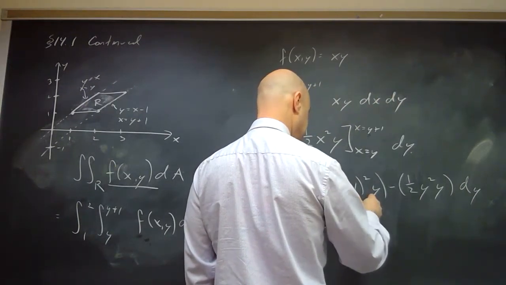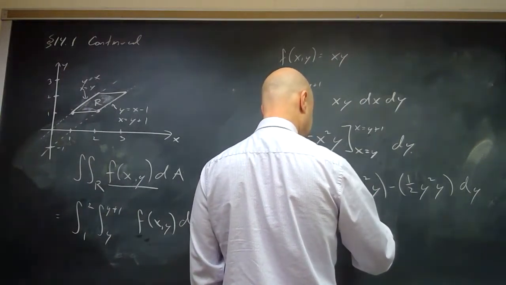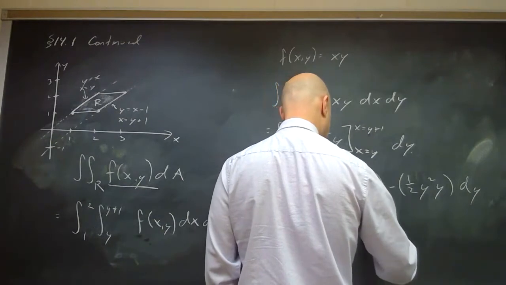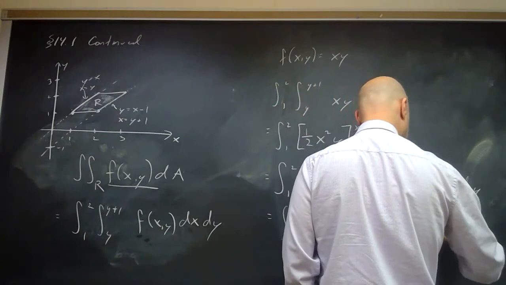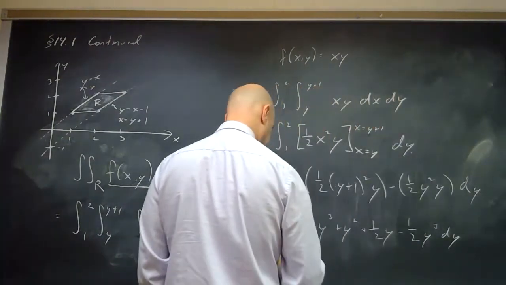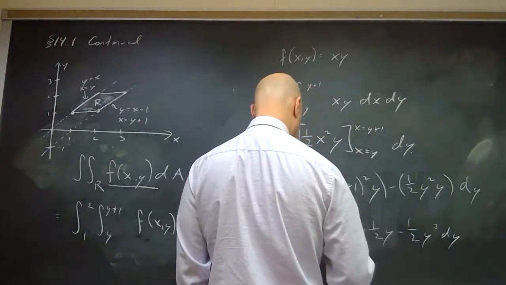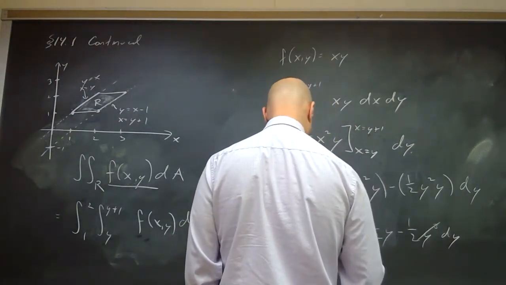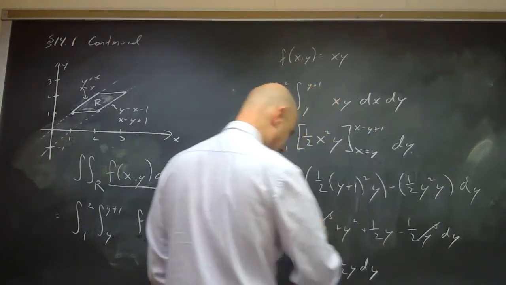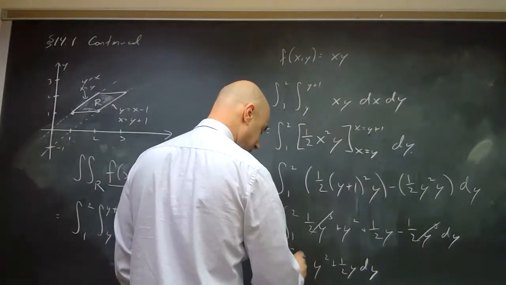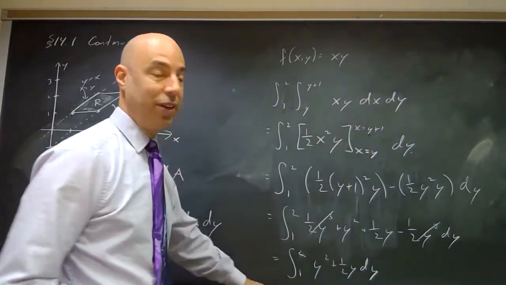So plus 2y squared, so that's plus y squared plus y, so 1/2 y minus 1/2 y cubed dy. So we have 1/2 y cubed minus 1/2 y cubed. I guess they cancel. So we're just left with y squared plus 1/2 y dy. And after that, you could give this to any old Calculus 1 student and they'd be able to do it. So I'm just going to leave it at that point.